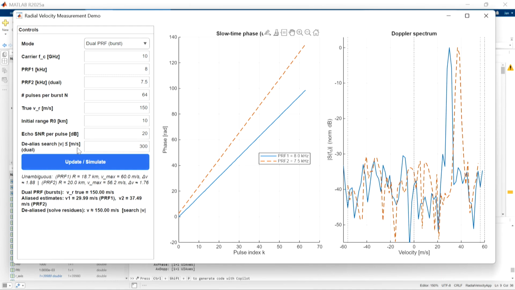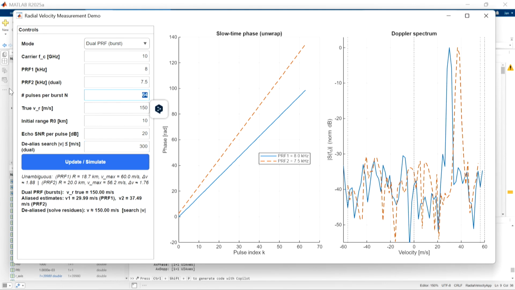What does the alias search mean? It is the range where my good speed should be. Why do I need to put this in? Because ambiguity is multiplication by an integer. If you understand me, I need to know the range. But imagine we have a range of 300 meters per second, you can put 500 meters per second and so on, so it is not important.